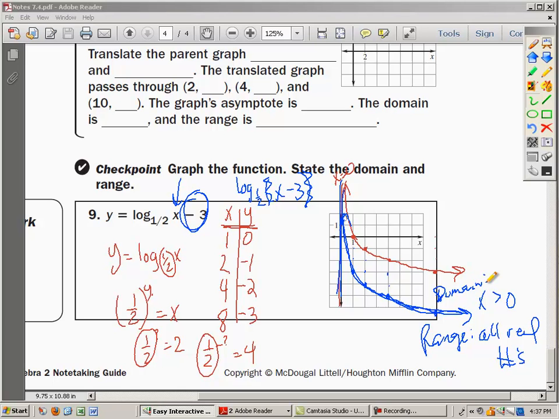All right? And so that concludes our lesson on logarithmic functions.